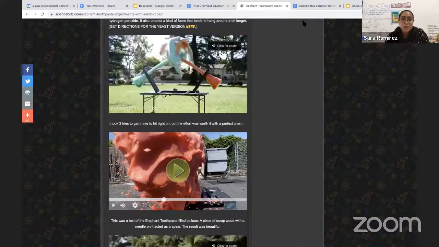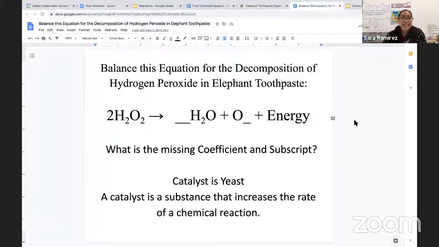So that was the elephant toothpaste. Now here's the scientific chemical equation for what you see going on. So my question for you guys is, balance this equation for the decomposition of hydrogen peroxide in elephant toothpaste. So here's the chemical formula for hydrogen peroxide. When we add yeast, that catalyst, this is the resulting product.